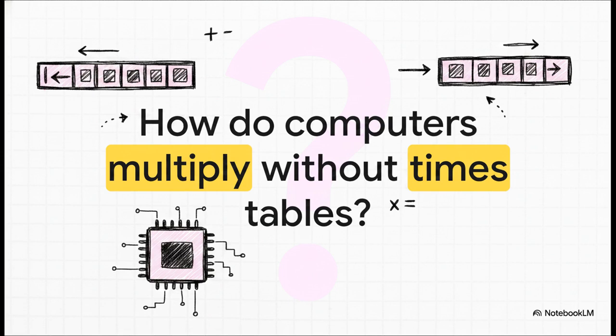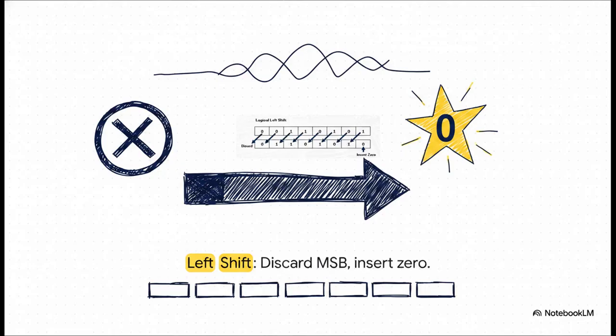How do computers multiply or divide rapidly without memorizing times tables like we had to do as kids? Well, they use bitwise operations, mechanically shifting numbers left or right across the register. Visually, a logical left shift is exactly what it sounds like. You take your binary sequence and physically shove every single bit one spot over to the left. That most significant bit on the far left? It gets completely discarded, tossed out.